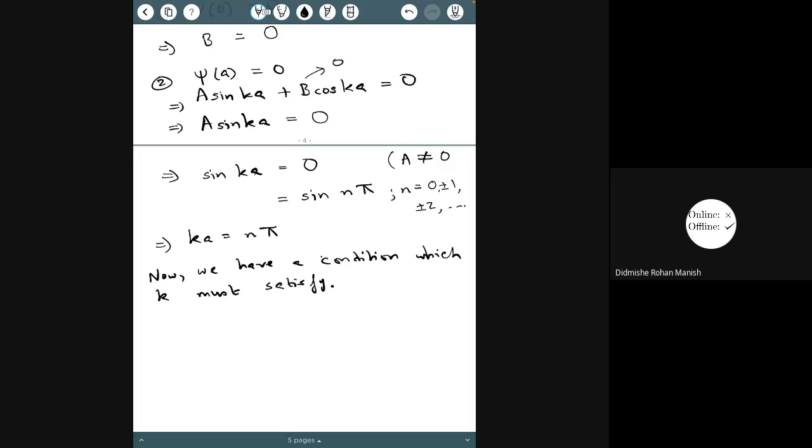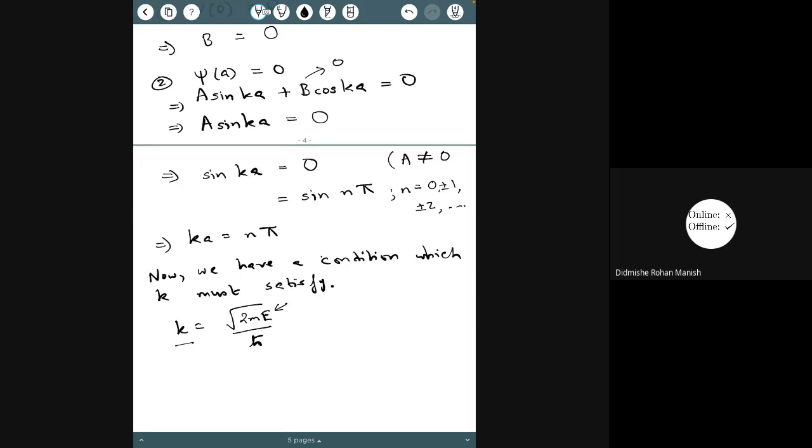And this is the source of the quantization of the energy, because remember, k was equal to root of 2mE by h cross. So if I say that k can only have certain values, it means that E can also only have certain values. So this is a very beautiful result that comes out automatically from the boundary condition on psi. But let's see, before that, what more we can say about k.